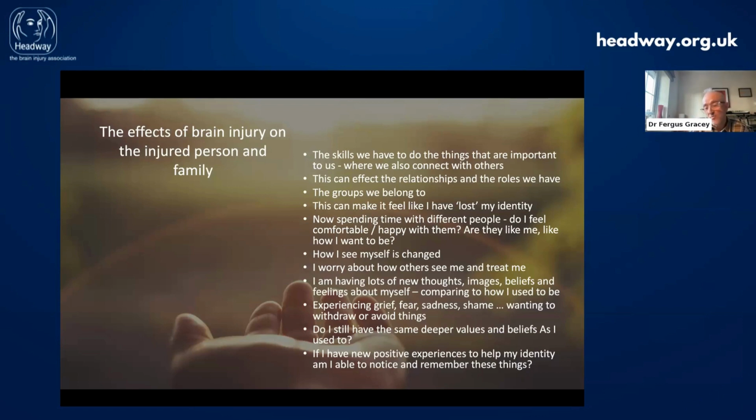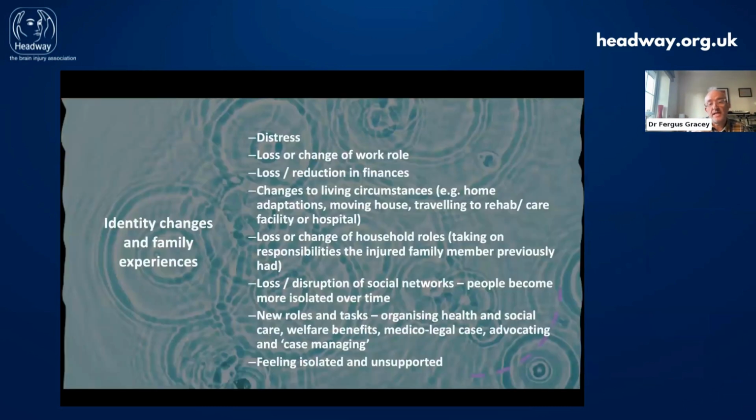So you can see the complex and multifaceted way that brain injury can impact on the person, and many of these things apply to the family as well. And here are some of the key things that family members talk about as significant impacts. You can see things like loss or change of household roles, changes to living circumstances, disruption of social networks, feeling isolated, how all of those things impact on the sense of identity for family members as well.